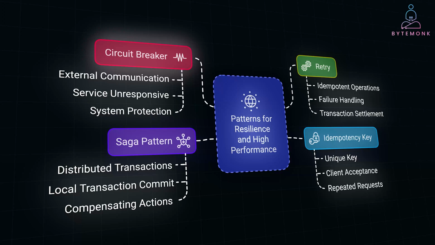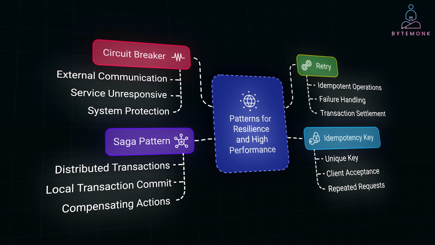Circuit breaker pattern can be used for external communication with payment gateways or banks. If the external service becomes unresponsive or returns errors, our circuit breaker trips to prevent further calls. It ensures that the system doesn't get overloaded with retries. Once the external service is back online, the circuit breaker resets.